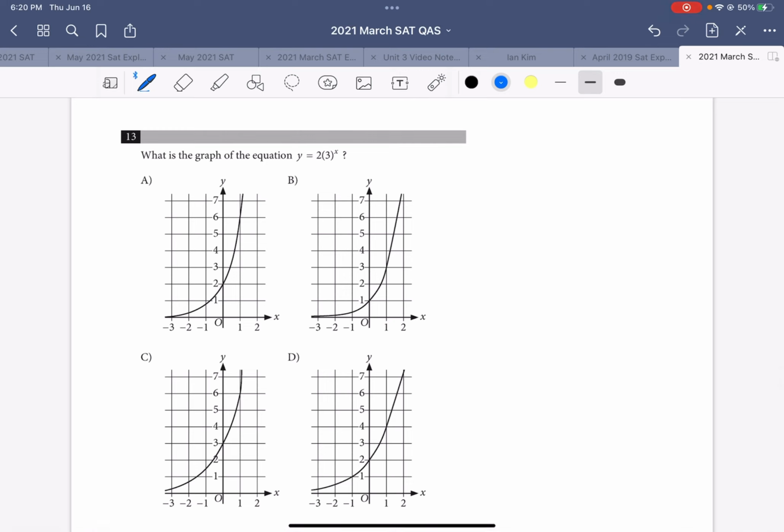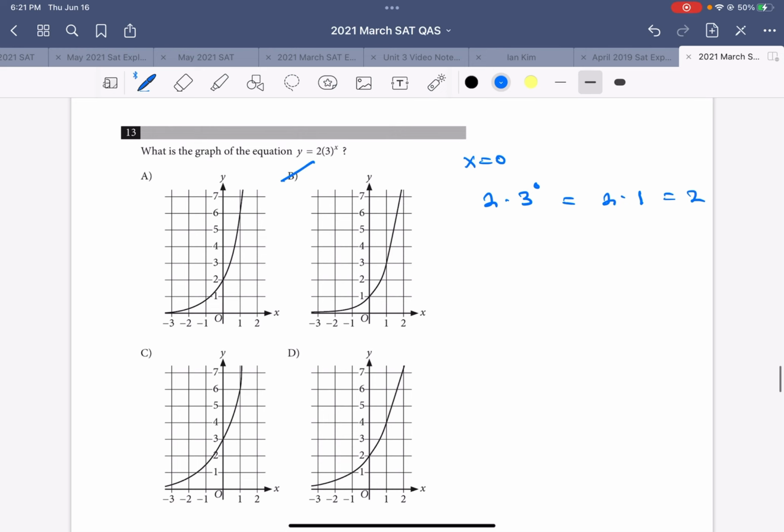Number 13. What is the graph of y equals 2 times 3 to the x? One way you can do it easily is to find the y-intercept. The y-intercept is where x equals 0. So 2 times 3 to the 0. Anything to the 0 power is 1, so 2 times 1 is 2. So when x equals 0, y should be 2.